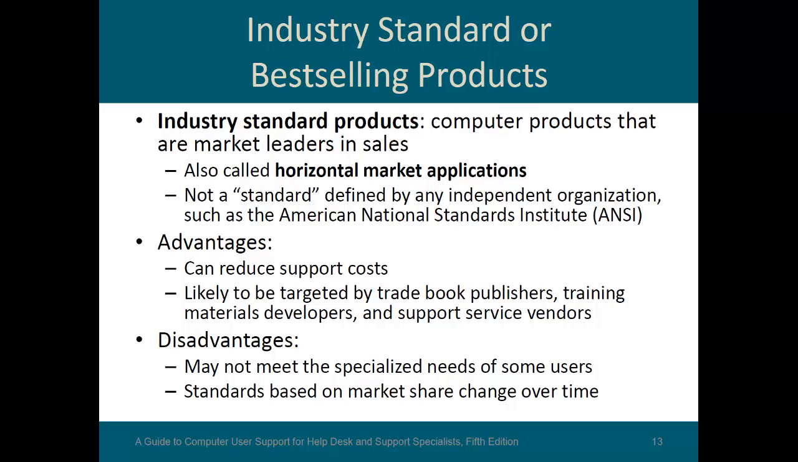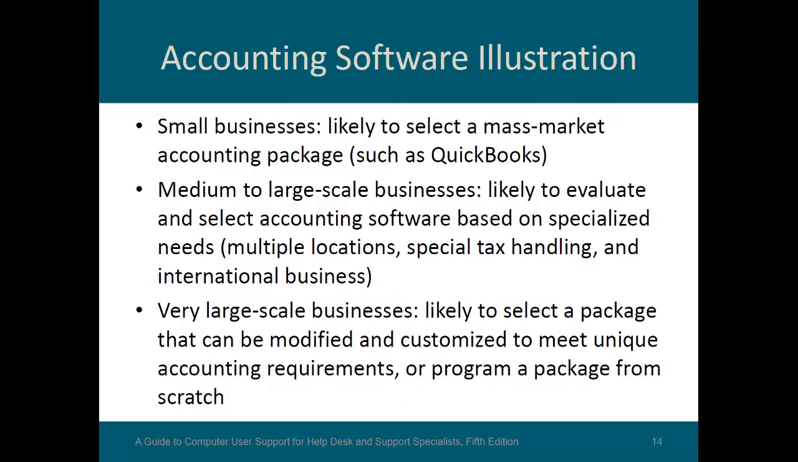happen over time, such as what we're seeing with regular PCs at client sites now giving way to thin clients that go into a terminal server. Accounting software illustrations: small businesses are likely to select a mass market accounting package such as QuickBooks. So that would be a horizontal market. Medium to large scale businesses are likely to evaluate and select accounting software based on specialized needs. Do they have the ability to log in from multiple locations, special tax handling, and international business?